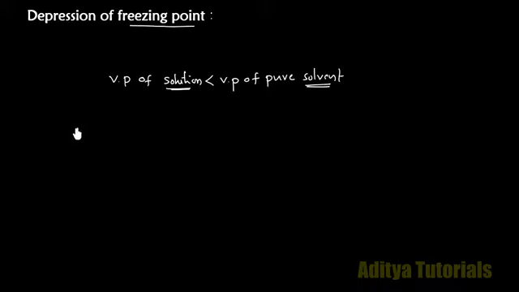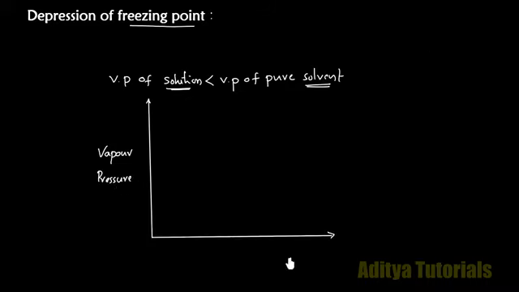Okay, so now I'm going to draw a graph to explain how the vapor pressure is related to the temperature. Along this axis, I will take vapor pressure, and along this axis I will take temperature. We compare the vapor pressure variation with respect to temperature, and we take two examples here. One is for the solution, another is for pure solvent.